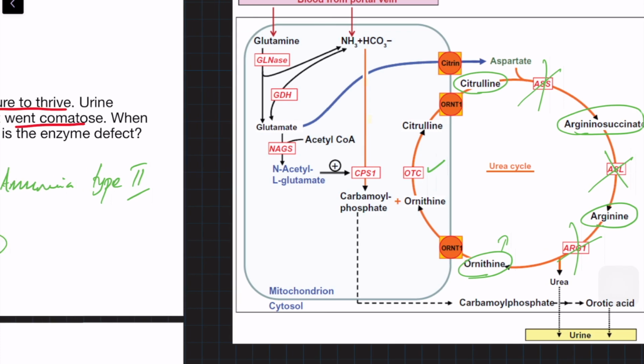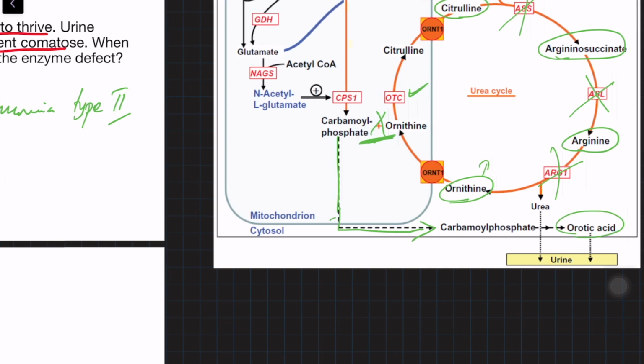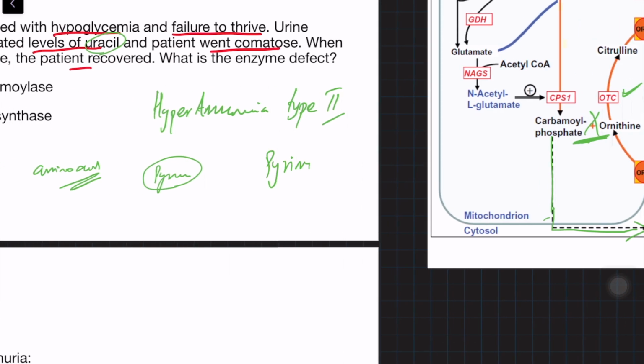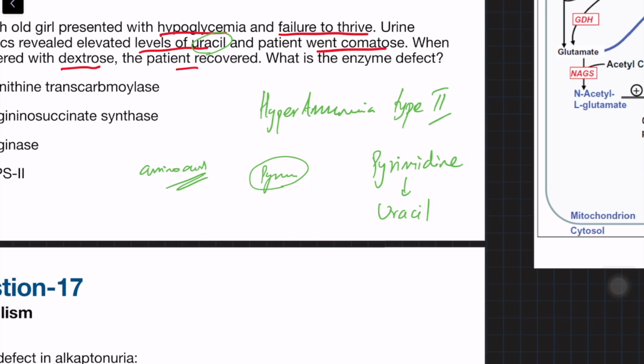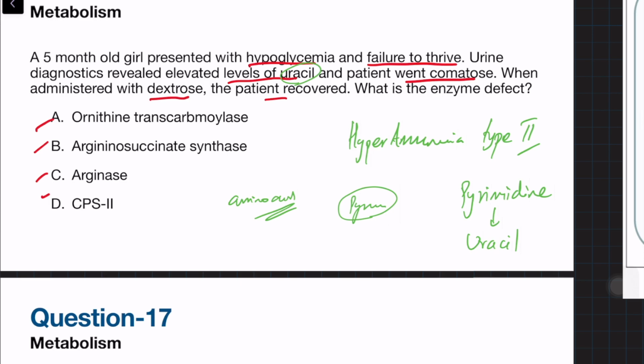But here we can see ornithine transcarbamylase is the problem, which facilitates the fusion of carbamyl phosphate and ornithine. If this is defective, the carbamyl phosphate moves out to the cytosol, forms orotic acid, and enters into pyrimidine synthesis and forms uracil as the end product. This uracil and orotic acid accumulate in the blood, and orotic acid is seen in the urine. So if orotic acid is seen in the urine, we can easily put hyperammonemia type 2.